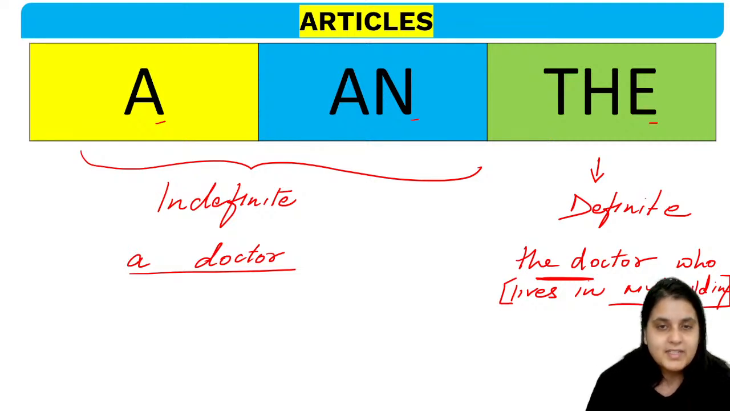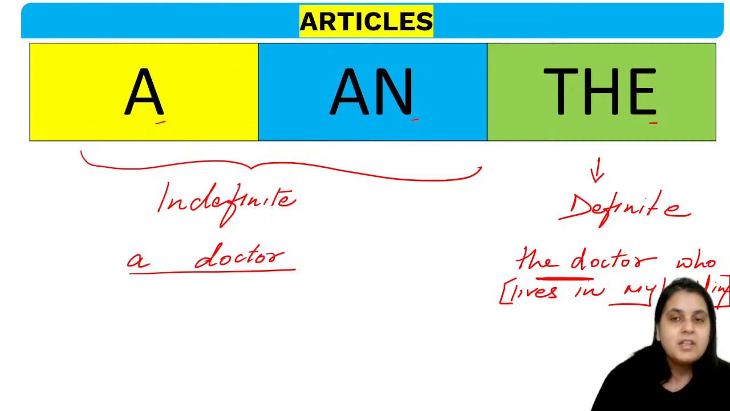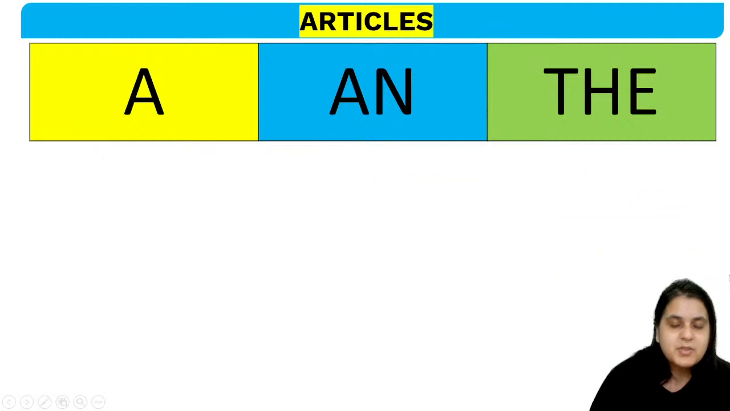A and an are indefinite articles referred to in general. The is a definite article which refers to something or someone specific. Now, what is the difference between a and an? Can you tell me which article is associated with vowels? Vowels के साथ हम कौन सा article use करते हैं? A या an?